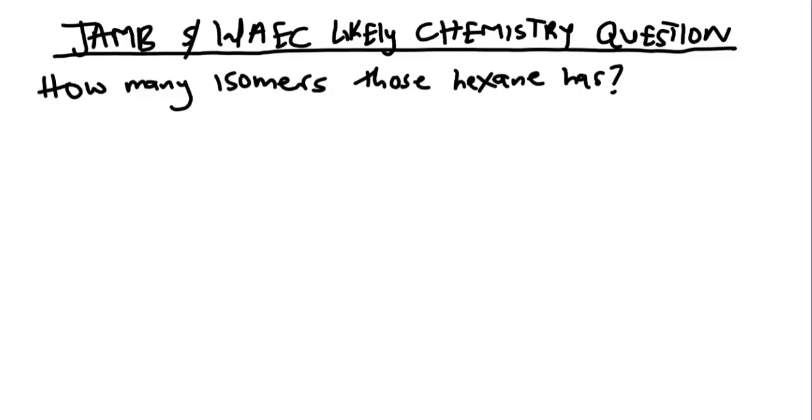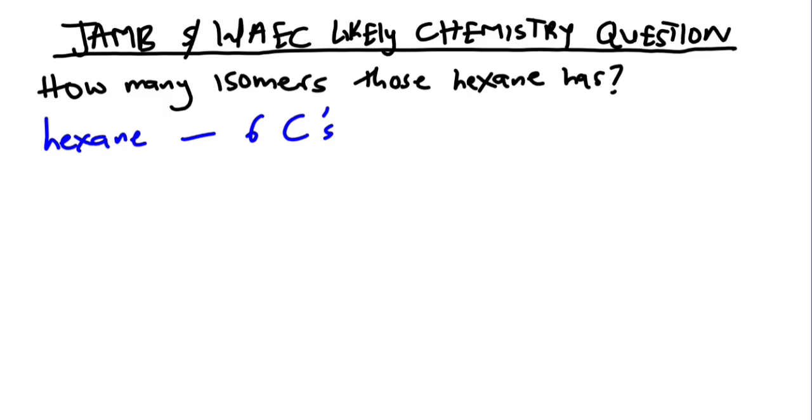So let's answer the question: how many isomers does hexane have? For us to answer this question, you know that hexane is 6 carbon, right? So hexane is 6 carbon. If you want to know the isomers of hexane, there is a formula for you.